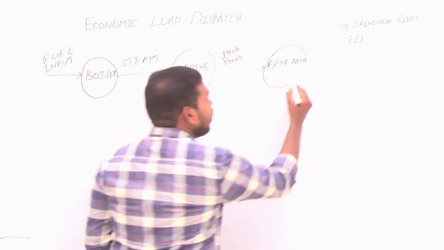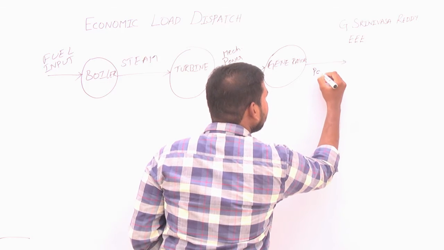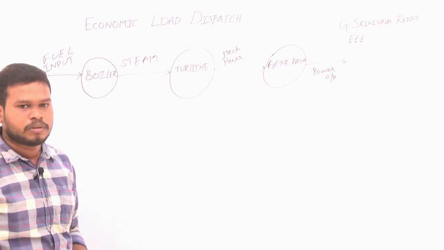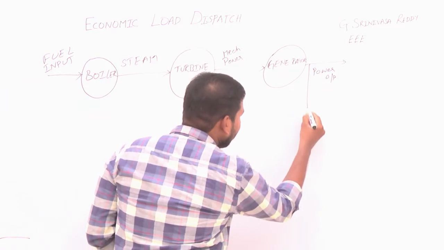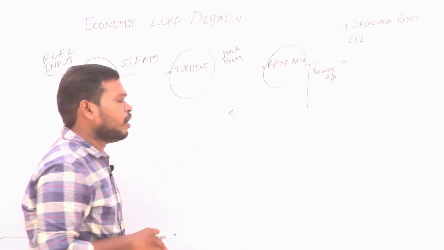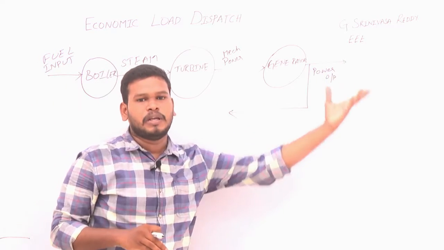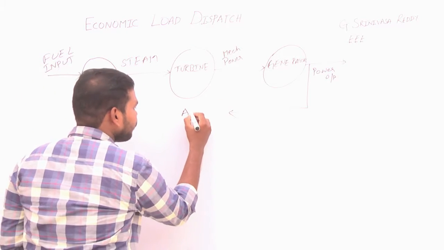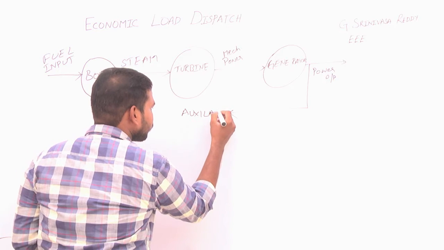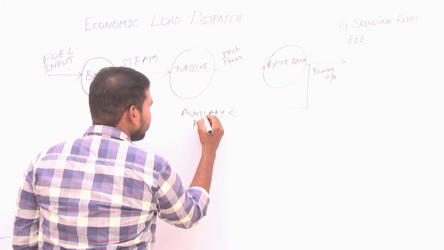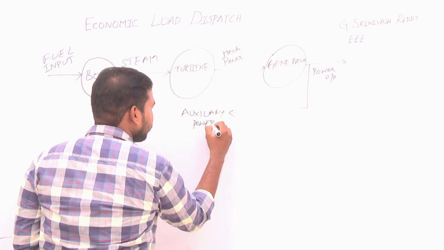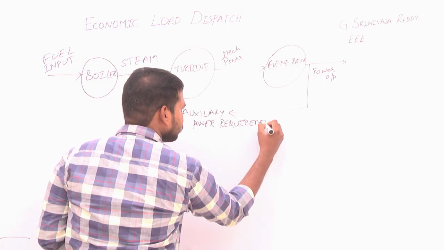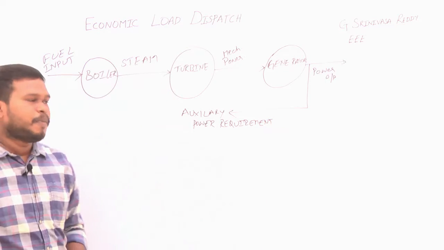To a generator. So from that generator you get the electrical power output, right? But whatever the electrical power output that we have produced, the total power output cannot be given to the load, because some part of power is given to auxiliary power requirement in the power station itself.